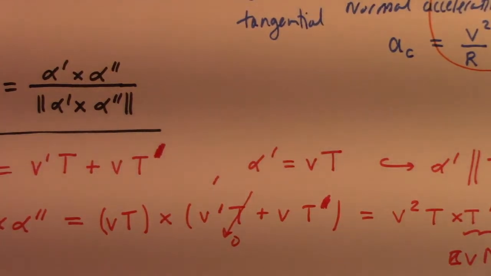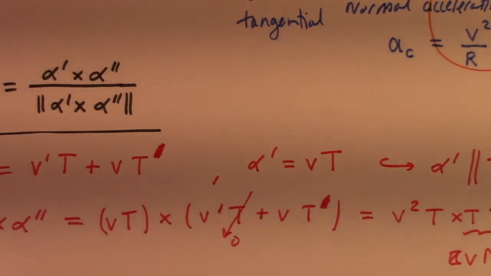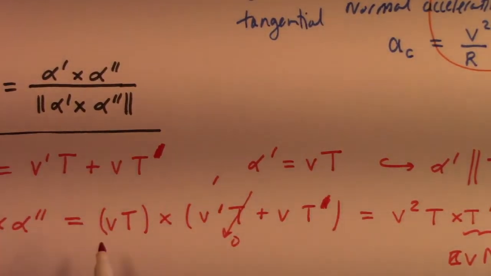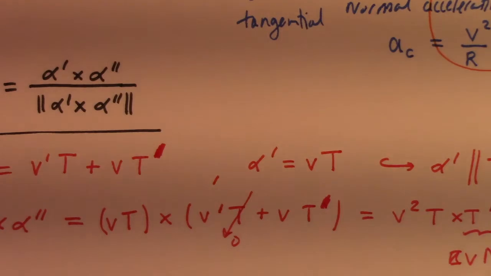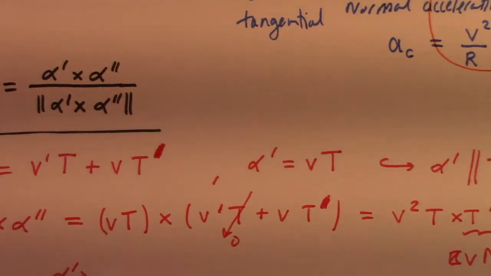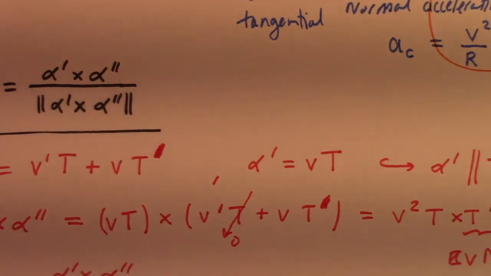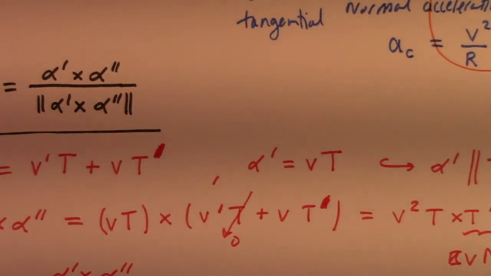And so that gives us that this vector, alpha prime velocity cross acceleration, is in the same direction as b, since the curvature and the speed are both positive quantities. And consequently, normalizing, it stands to reason that b is equal to alpha prime cross alpha prime prime divided by the length of this vector. Right.